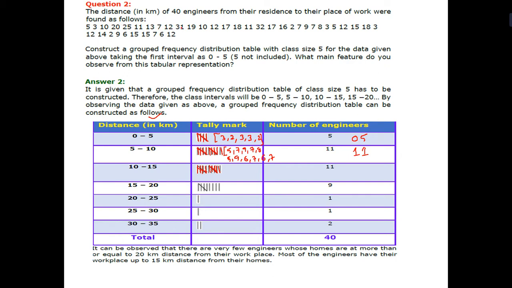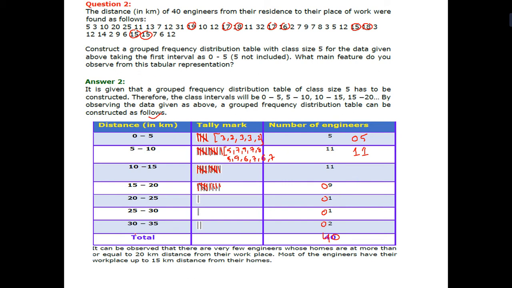So 15 to 20. So 1, 2, 3, 4, 5, 6, 7, 8, 9. So 9 is there. So 1, 2, 3, 4, 5, 1, 2, 3, 4. So 9. That way you will get 0, 1, 0, 1 and 0. So total must be equal to 40. Anyhow we have get answer 40.